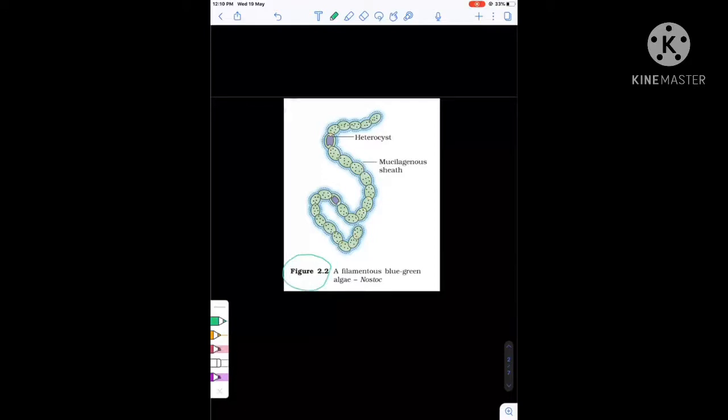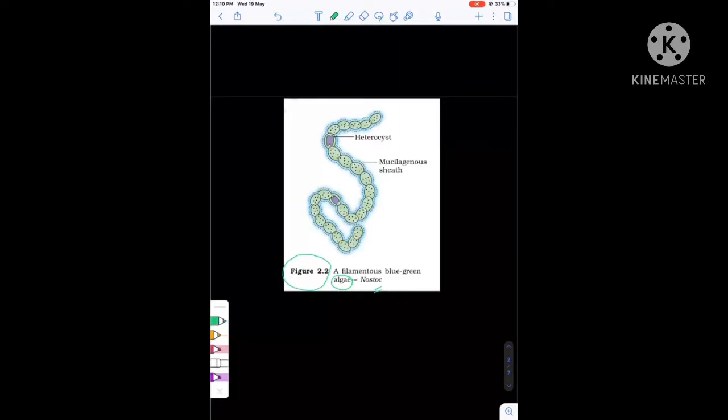This is a filamentous blue-green algae, Nostoc. Blue-green algae, that is Nostoc and Anabaena. The first important thing about the blue-green algae is that although there is the term algae here, these are not actually algae. These are a class of bacteria, that is true bacteria.